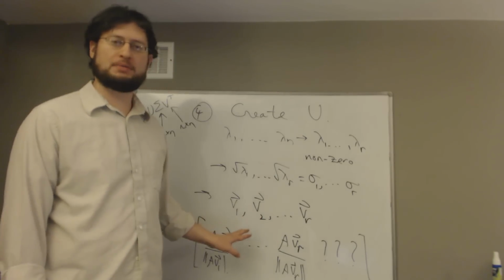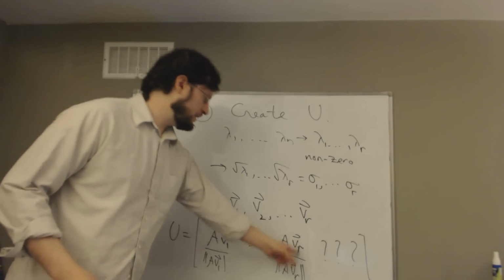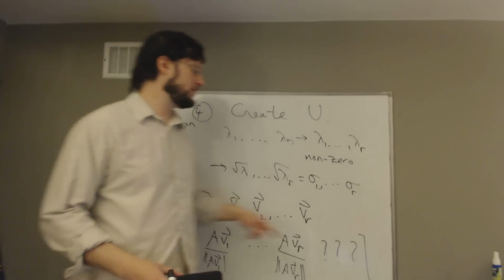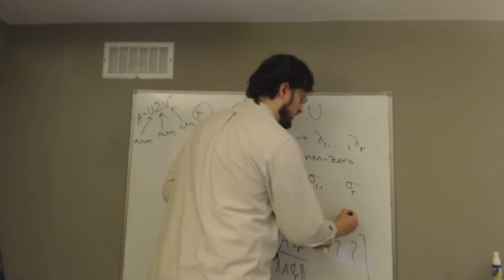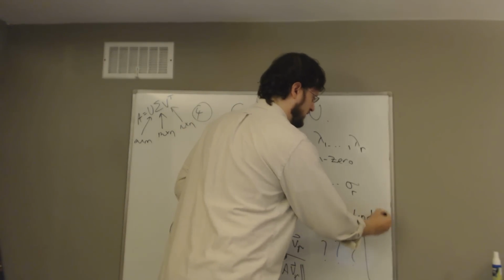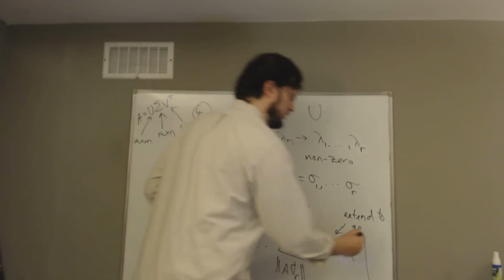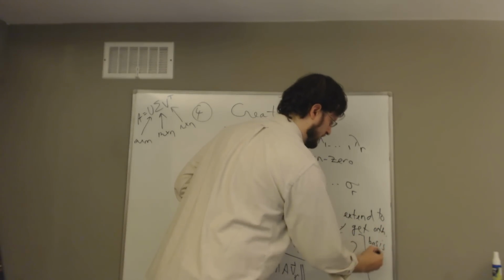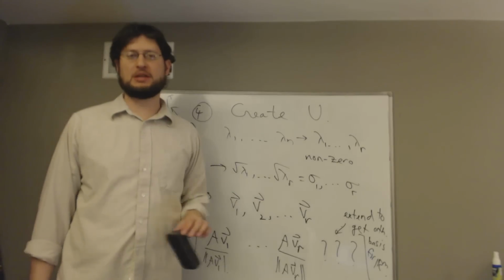This is tricky to describe here. We're going to see it in examples. But really what we need to do is we need to take these vectors and we need to add some new ones so that we still have an orthogonal basis for Rn. Right? So we extend these first ones by adding some new vectors to get an orthogonal basis for Rn. And again, we're just going to look at some examples to see what exactly I mean by that.